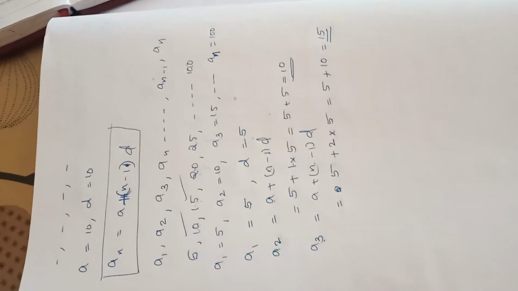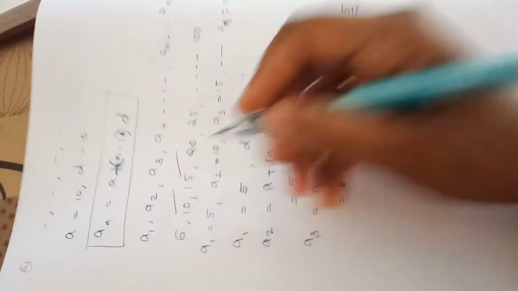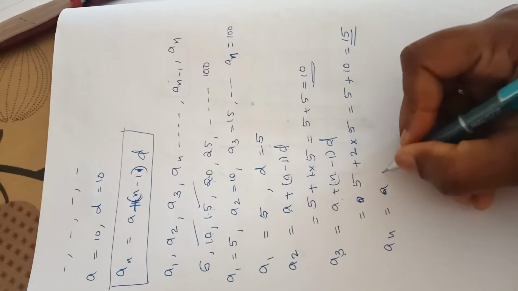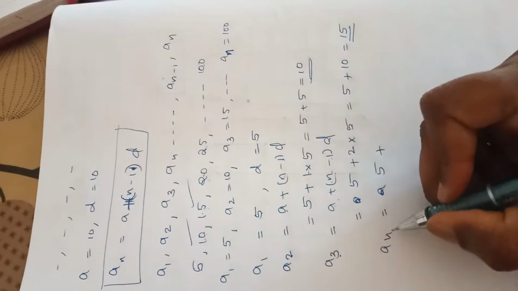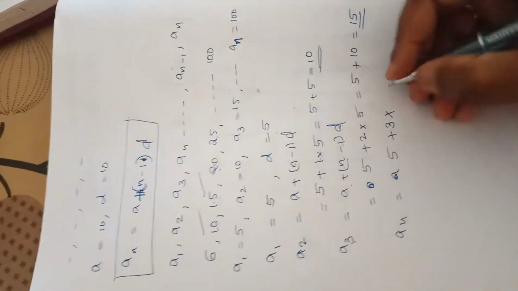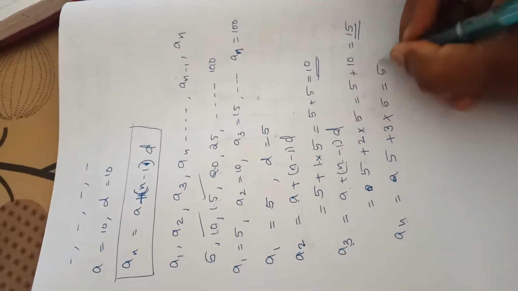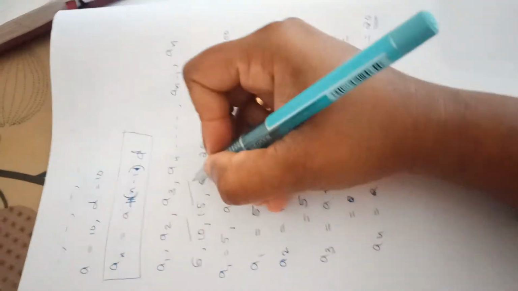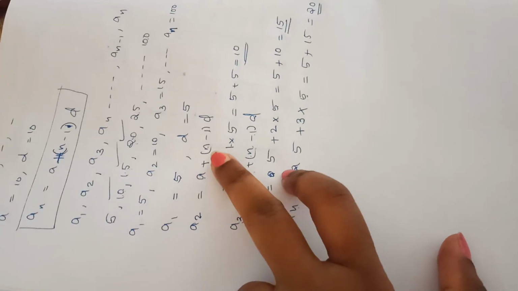Okay. So next, the fourth term A4. Same equation. A is 5, plus N minus 1, 4 minus 1, 3 into D, 5. So 5 plus 3 into 5, 15. We got 20. So in this way we can apply this equation A plus N minus 1 into D, and we will get the term.